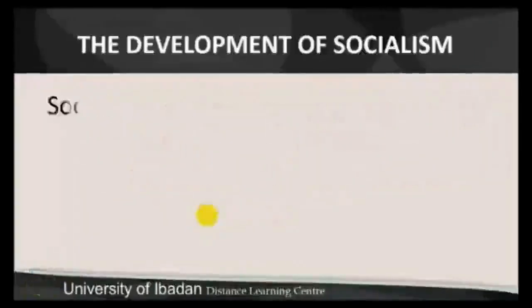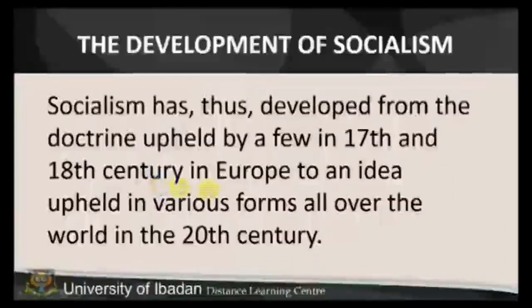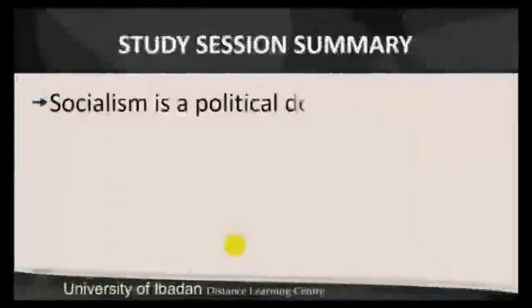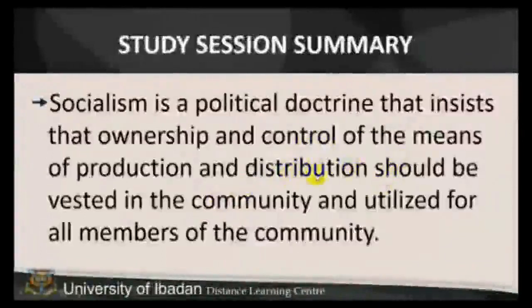Socialism has thus developed from the doctrine upheld by a few in the 17th and 18th century in Europe to an idea upheld in various forms all over the world in the 20th century. This study session observed that socialism is a political doctrine that insists that ownership and control of the means of production and distribution should be vested in the community and utilized for all members of the community.